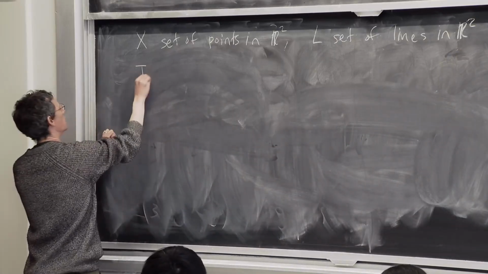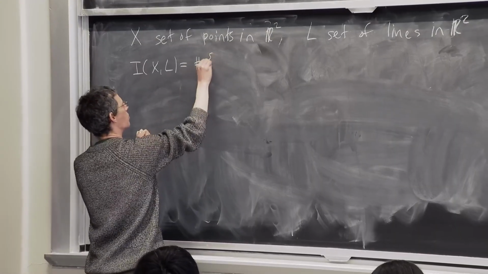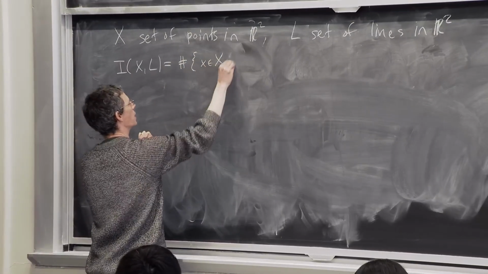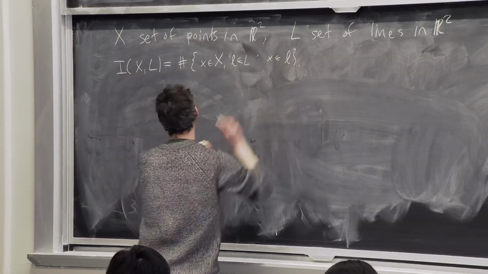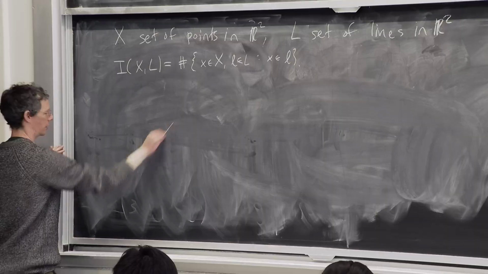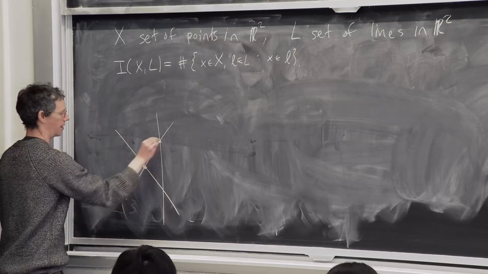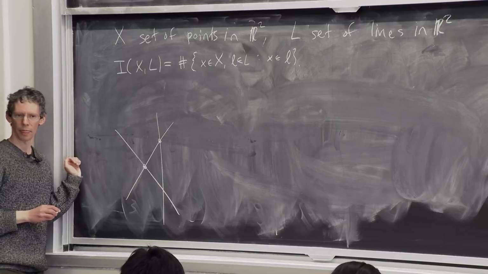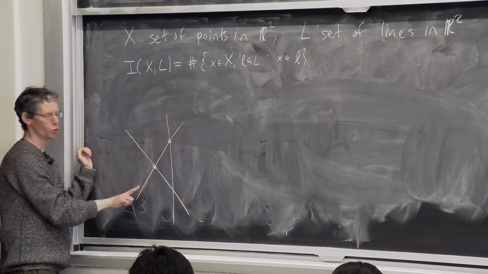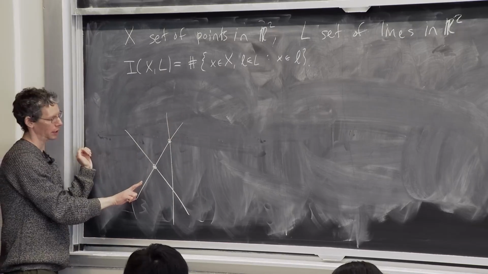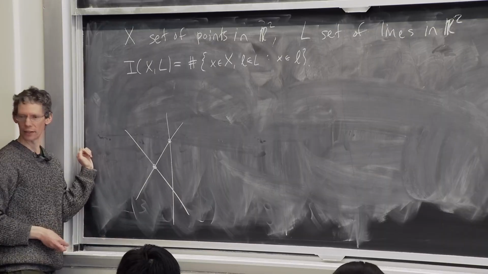The number of incidences between X and L is the number of pairs: take a point and a line, so that the point is in the line. Let me make a picture. Suppose those are our lines, and these are our points. How many incidences are there? This line has 2 points in it, so that counts 2. And that line has 1 point, and that line has 1 point. So that's 4 incidences.